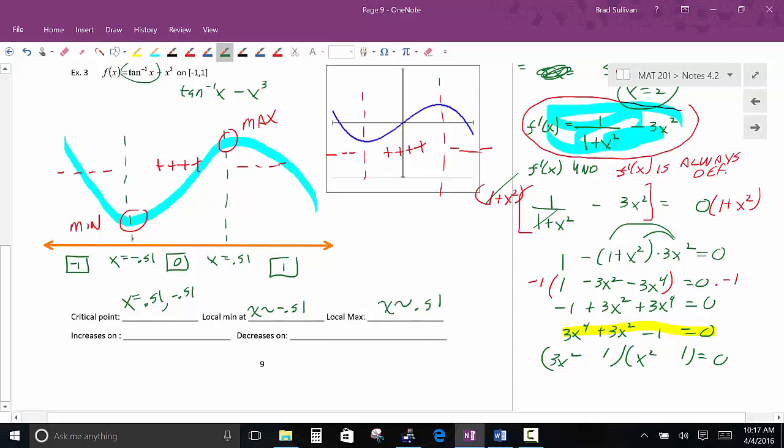Increasing would be from -0.51 to 0.51. Then decreasing is going to be -infinity until you reach that critical point. And then 0.51 to infinity like that. And that'll take care of it, okay?